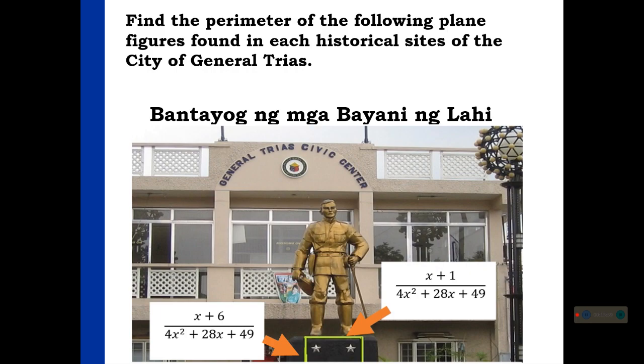So, we have here the Bantayog ng mga Bayani ng Lahi. Yes, it is near the town plaza of Malabon. Okay, so we have here in front of General Tria Civic Center. So, I have here the rectangle. The width measures x plus 6 all over 4x squared plus 28x plus 49. And the length is x plus 1 all over 4x squared plus 28x plus 49.